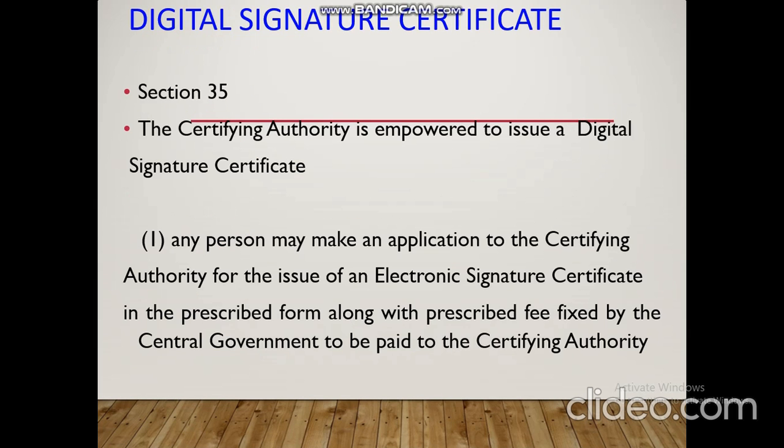Digital signature certificate. About this, they have mentioned it in section 35. The certifying authority is empowered to issue a digital signature certificate if any person makes an application to the certifying authority for the issue of an electronic signature certificate in the prescribed form, along with the prescribed fee fixed by the central government to be paid to the certifying authority.